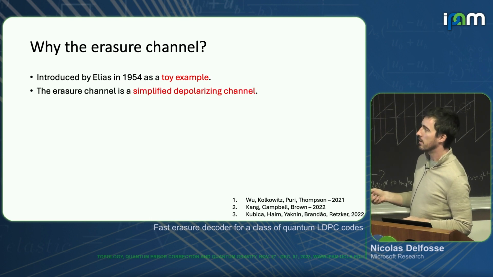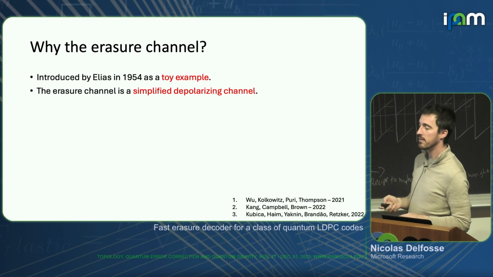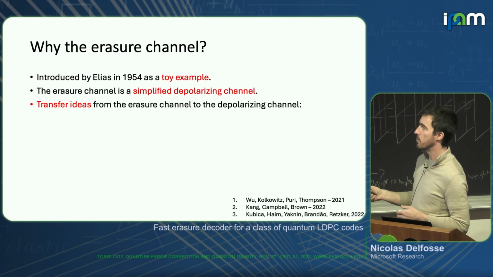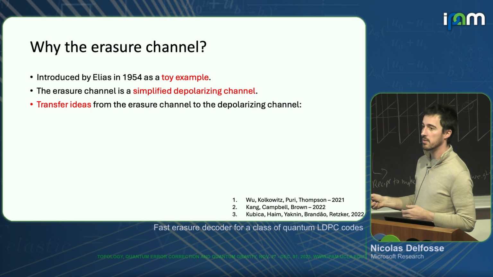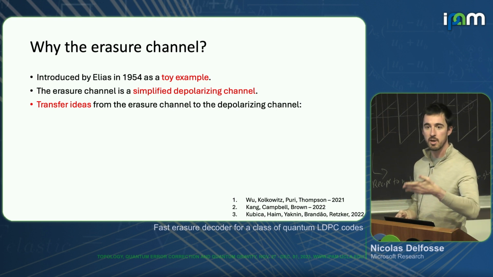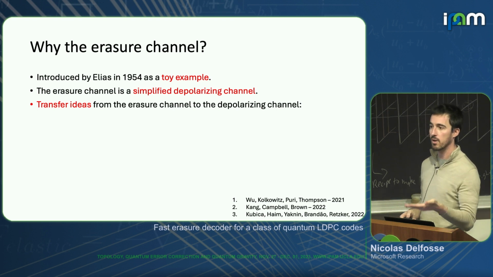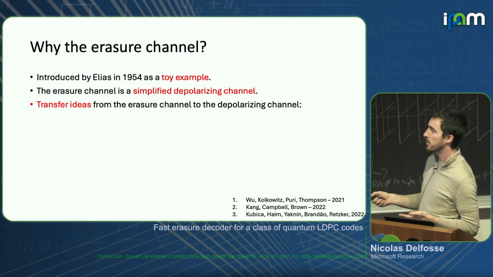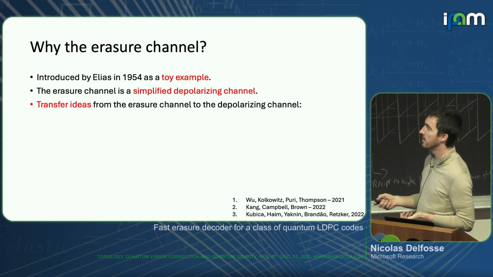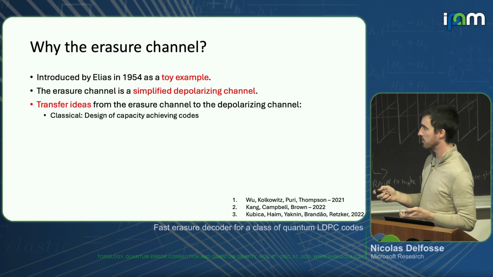And in the quantum setting, it's going to be a simplified depolarizing channel. So it's a simplified version of our noise model. And because it's a simplified version of this common noise model, we can transfer ideas. It's very powerful, and it's exactly what happened in the classical setting. We transferred ideas to achieve capacity, to build optimal codes for classical error correction. And we managed to transfer ideas to reach optimal codes for the binary symmetric channel, for the bit flip channel. So let's do the same thing in the quantum setting.